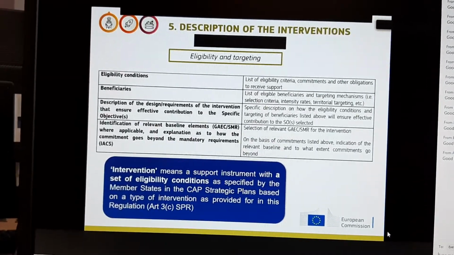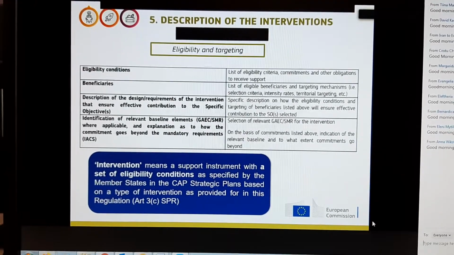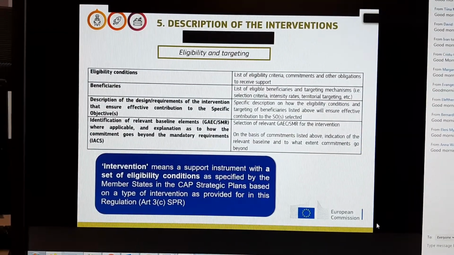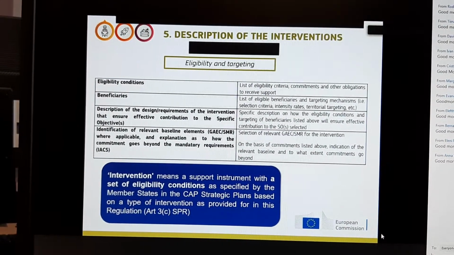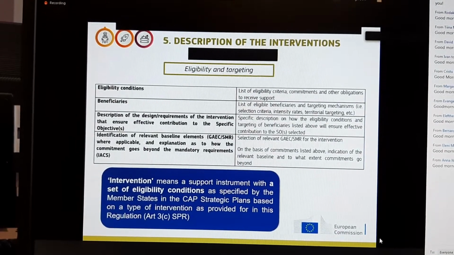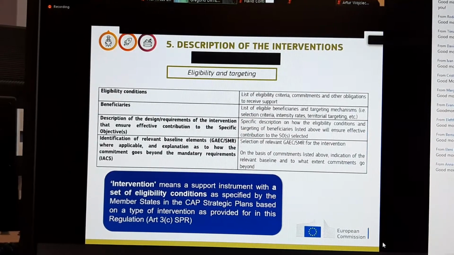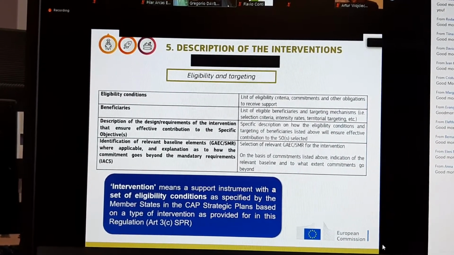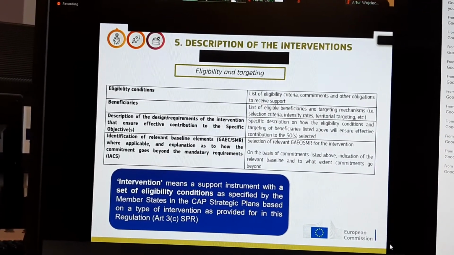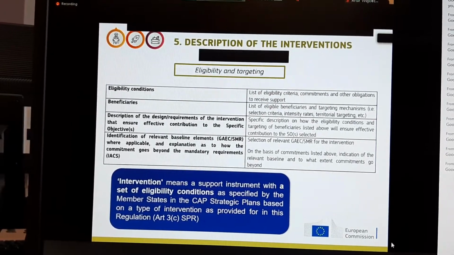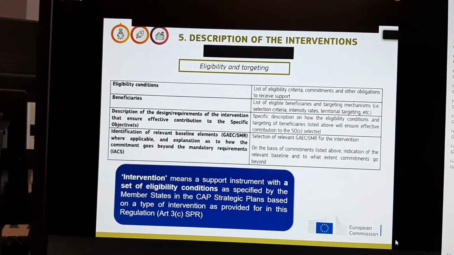Let me finish this slide by highlighting what is an intervention as defined in Article 3 of the Strategic Plan Regulation. So intervention means a support instrument with a set of eligibility conditions as specified by the member state. So this is again another question, another discussion that we are having with many member states. So when it is justified to have a different intervention, and how far we can extend the intervention to fit many elements or many contributions or many definitions.